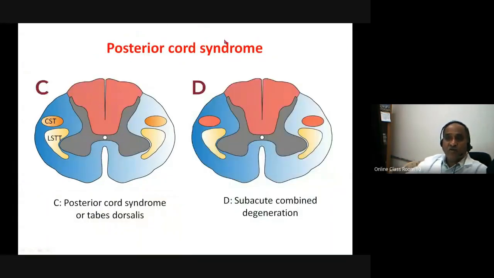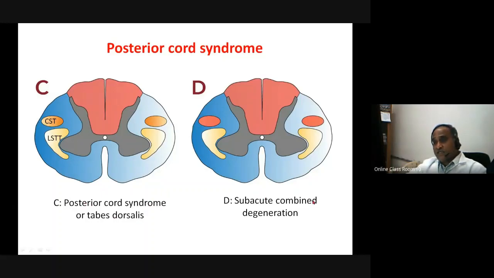Now, then posterior cord syndrome. In this posterior cord syndrome, I have two figures here. One figure is where a pure posterior horn is lost, as happens in the case of tertiary syphilis, or in tabes dorsalis. This posterior horn is involved, or even in AIDS, it will be involved. So that is the posterior cord syndrome.